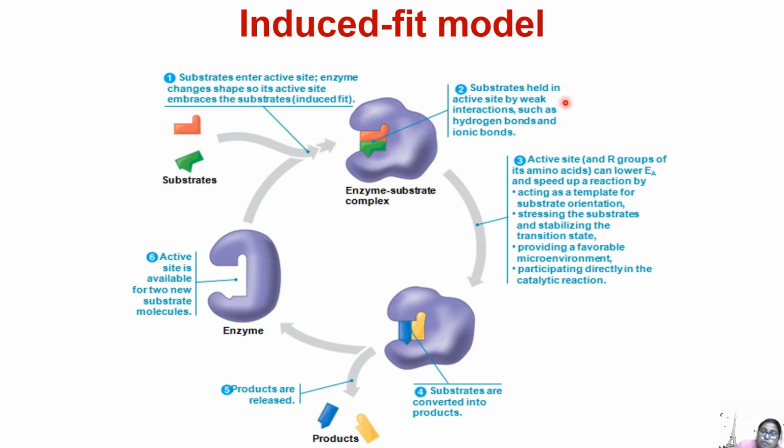The substrate is held in the active site by weak interactions such as hydrogen bonds and ionic bonds. Then the active site, which consists of the R groups of its amino acids, can lower the activation energy and speed up a reaction by acting as a template for substrate orientation, stressing the substrates and stabilizing the transition state, or providing a favorable microenvironment, participating directly in the catalytic reaction, etc. Then substrates are converted into products and the products are released, and the active site is again available for new substrate molecules. The enzyme remains unchanged.